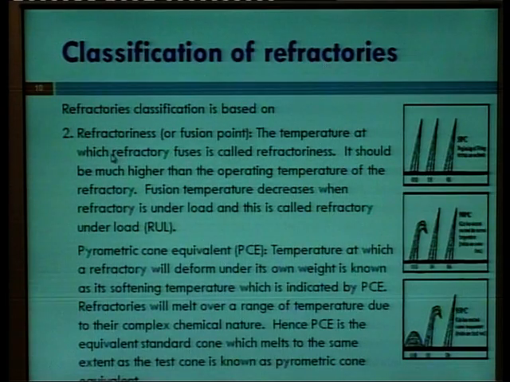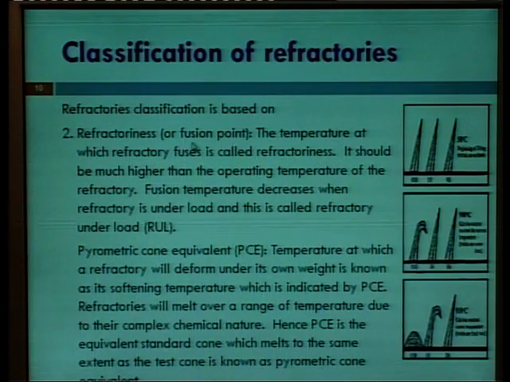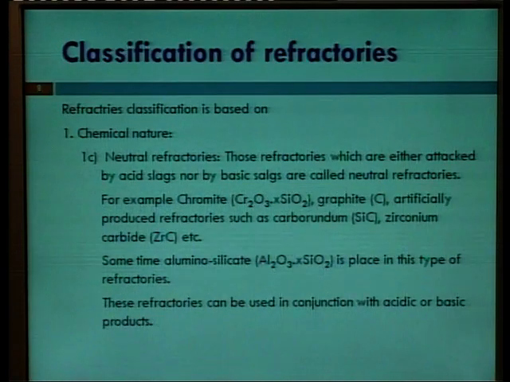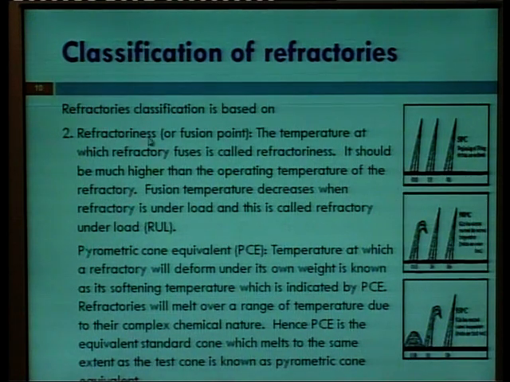Okay. Now, the second type of classification is based on refractoriness, or it is also called fusion point. So, this is the second way of classifying. What was the first way? The first way was chemical nature. The second is refractoriness, one of the important properties based on which we classify. We can simply say fusion point. Okay.